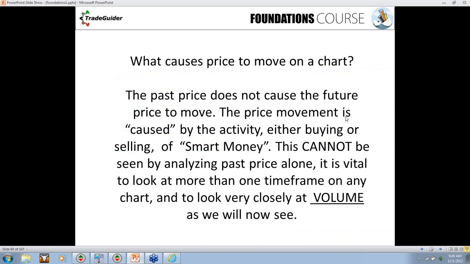So what causes price to move on a chart? Well, the past price does not cause the future price to move. The price movement is caused by the activity, either the buying or selling of the smart money. This cannot be seen by analysing past price alone. It is vital to look at more than one time frame on any chart and to look very closely at volume, as we will now see.